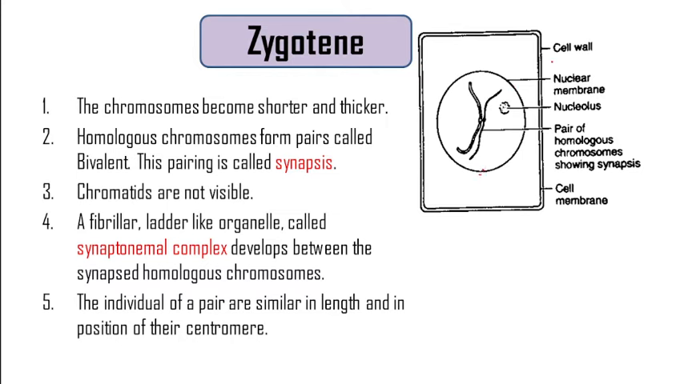This is the zygotene stage being shown to you with the help of this image. You have to draw the diagram and write cell wall, nuclear membrane, nucleolus, pair of homologous chromosomes showing synapsis. So basically synapsis is the main characteristic of this particular stage, and cell membrane. The chromosomes become shorter and thicker. The homologous chromosomes form pairs called bivalents. This pairing is called synapsis.